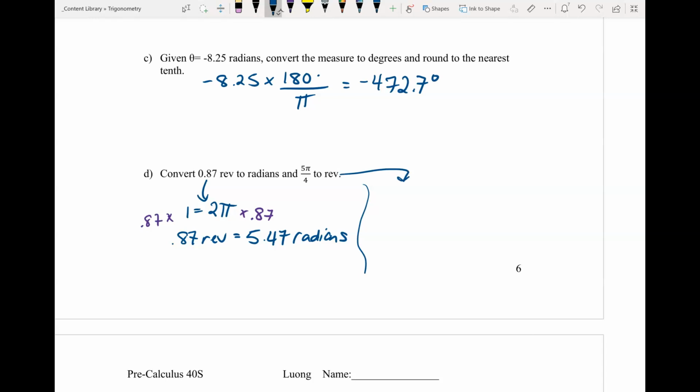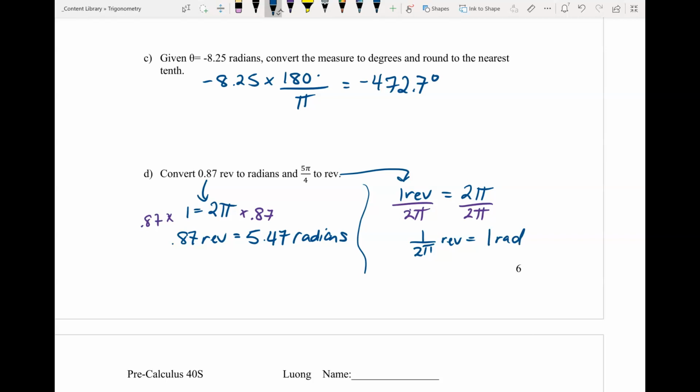Again, we know that 1 revolution is equal to 2 pi. In this case, I want to manipulate the pi side. So I'm going to divide both sides by 2 pi so that I can get a 1 on my radian side. That's 1 over 2 pi revolutions is equal to 1 radian.